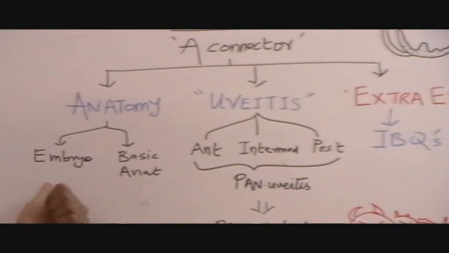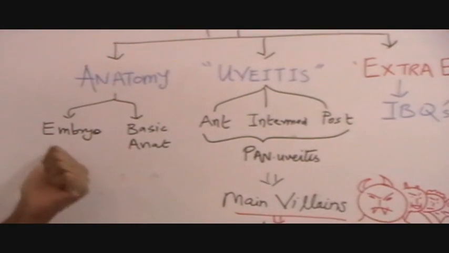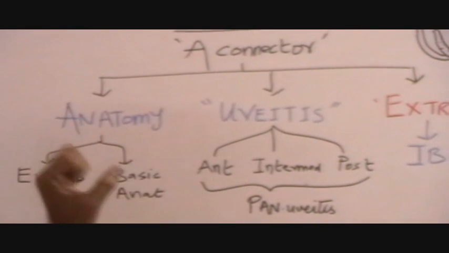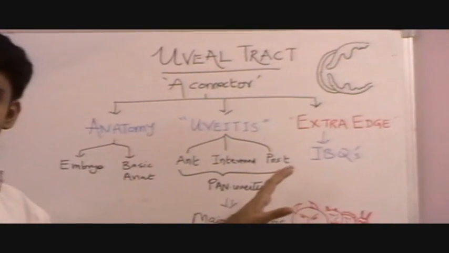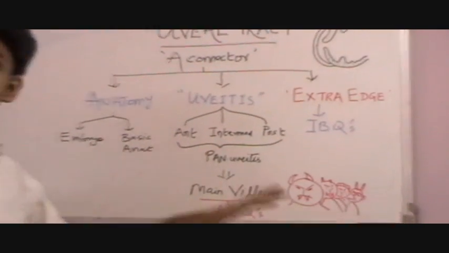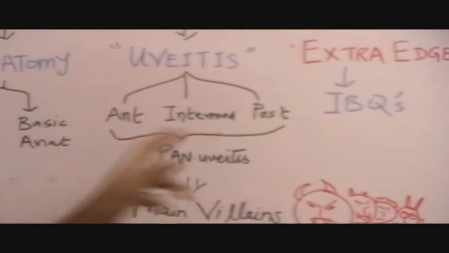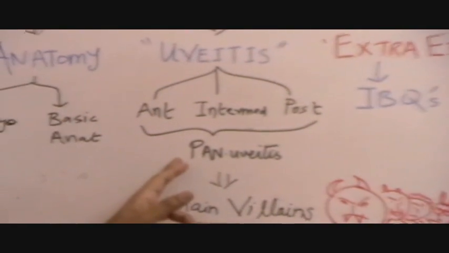Under anatomy, I will discuss the basic embryology as well as some basic anatomical aspects of uvea. Uveitis, depending upon the location of uvea inflammation, I have split into anterior, intermediate and posterior uveitis. If all three are involved, it is called panuveitis.